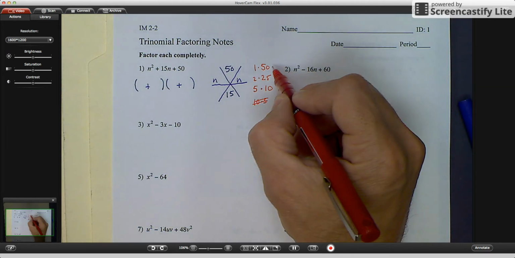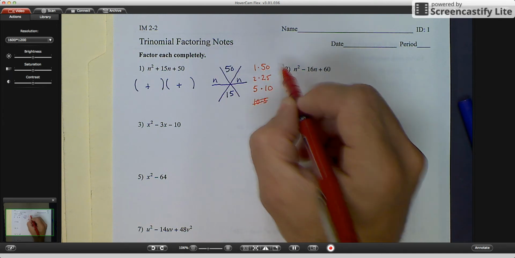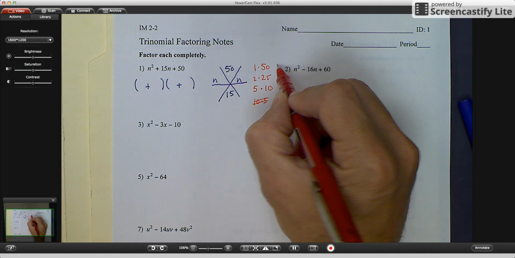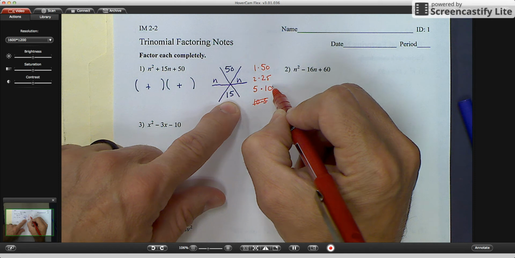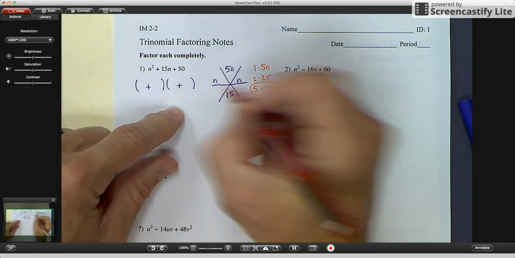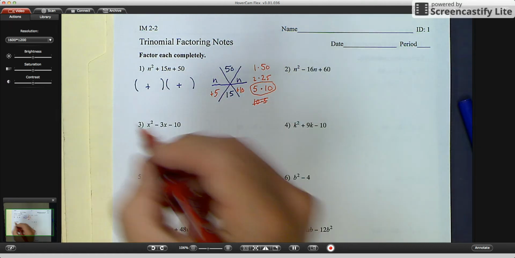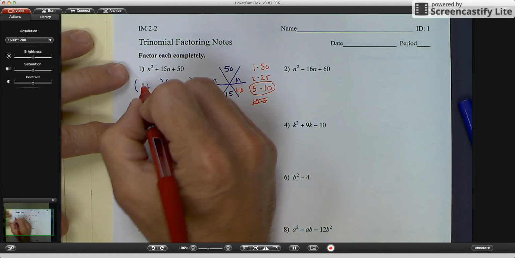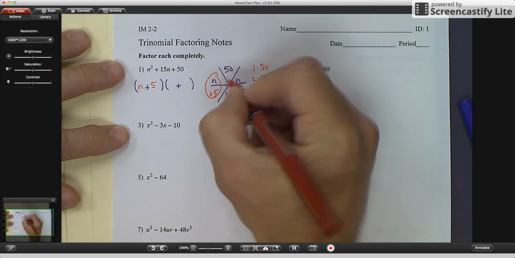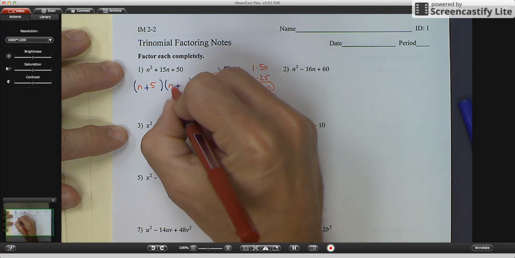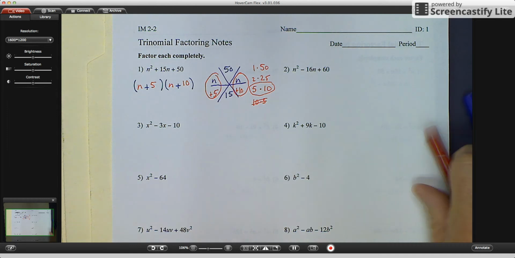Now, we've already multiplied to get 50. Now when we add them together, when we add 50 and 1, you'd get 51, and it doesn't equal 15. 2 plus 25 would be 27, doesn't equal 15. So we know that this one, a positive 5 and a positive 10. So our factored expression over here is n plus 5 and n plus 10. And that's why I put the little horizontal line so that I know where my variables are.